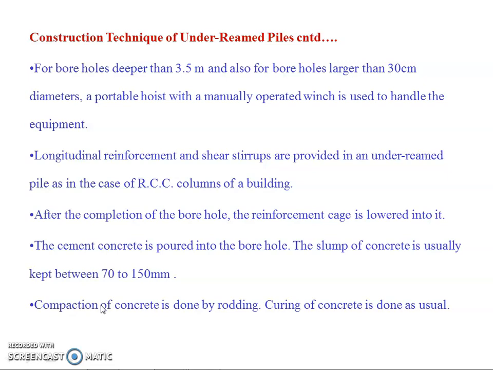The longitudinal reinforcement and the shear stirrups are provided in underream piles as in the case of RCC column of a building. After the completion of the borehole, the reinforcement cage is lowered into it and the cement concrete is poured into the borehole. The slump of the concrete is usually kept between 70 to 150 mm, and compaction of concrete is done by rodding, and curing of concrete is done as usual.